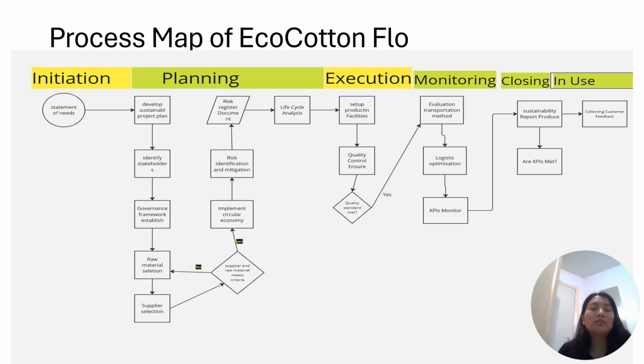Today, I'm going to present the process map of EcoCotton Flo. EcoCotton Flo is the brand name of reusable sanitary pads produced from organic cotton. For the production of organic cotton, first of all, we need to identify the statement of needs. Statement of needs helps to identify the problem existing in certain products in the market.